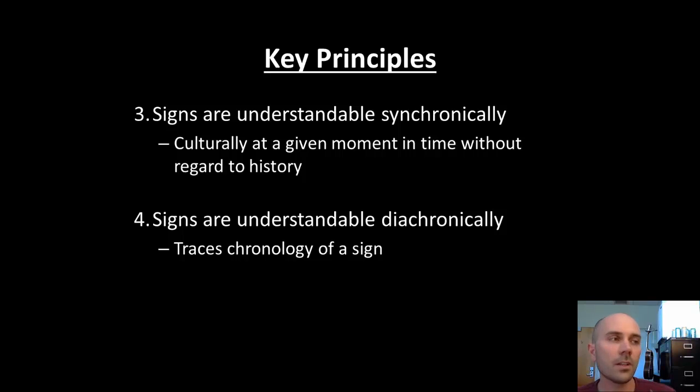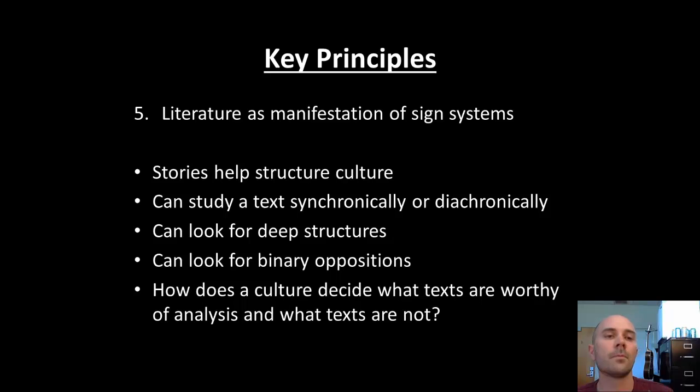You can look at the history of a pickup truck, or the history of a minivan, or the history of how chocolate begins to be associated with romance. So you could look at it historically, you could also just look at it at one particular moment in time. The fifth key principle is that literature is a manifestation of sign systems. And so stories ultimately help structure culture. They give us ways of talking and narrating the world and helping us understand the reality in which we exist.